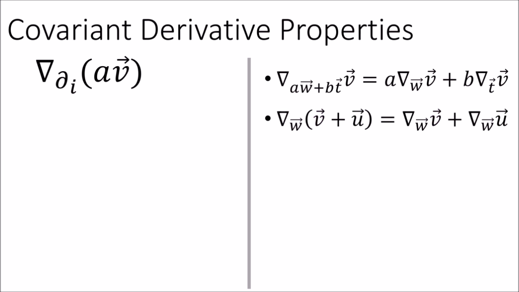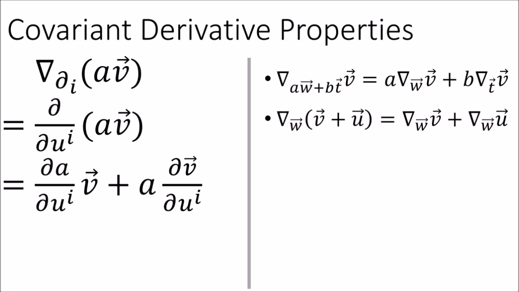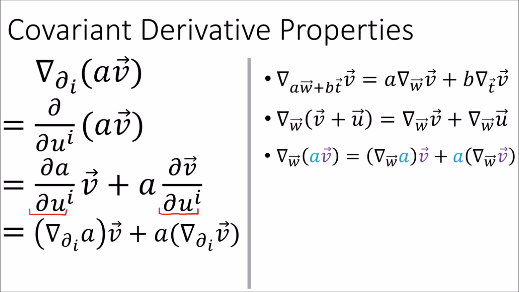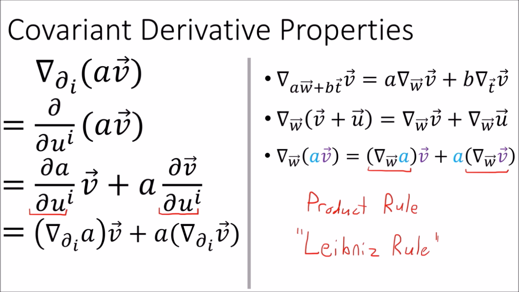Now, if we take the covariant derivative of a vector field scaled by a scalar, we can change this to a partial derivative and then use product rule, so we get one term with the derivative of the scalar and one term with the derivative of the vector. And then turning these back into covariant derivatives, we see that the covariant derivative basically obeys a kind of product rule, sometimes called the Leibniz rule.